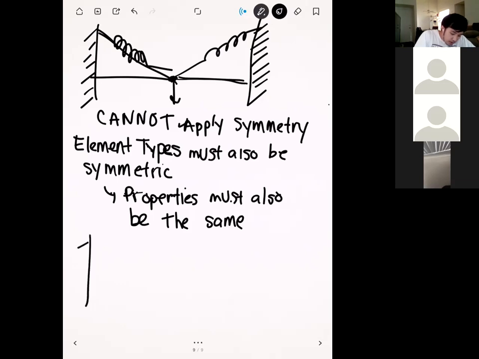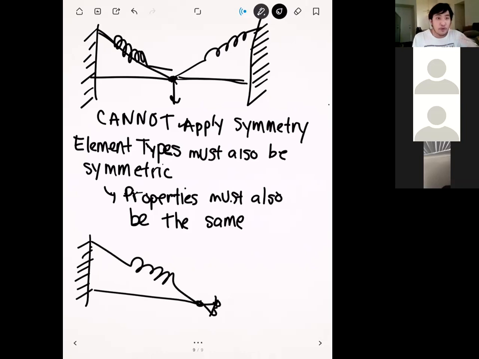And so if you cut this by symmetry, right? Say if we had a spring on both sides, it would look like this. And so we would still put the roller in order to prevent that displacement in that direction. So it can still displace vertically, but not horizontally. Okay.